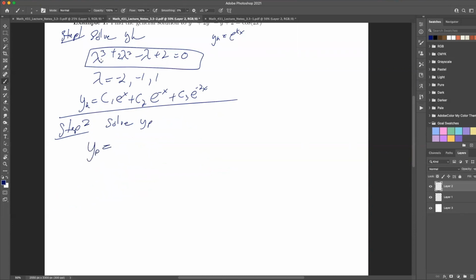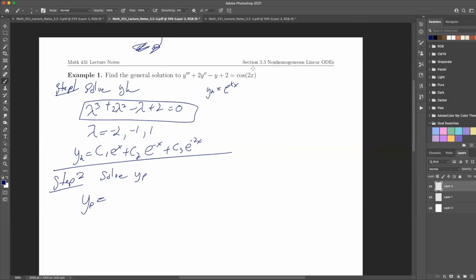All right, so once we do this, we get this general solution. Now our y particular: what are we guessing in this case? Well, I have cosine of 2x, so what I need to guess is k1 cosine of 2x plus some k2 sine of 2x.